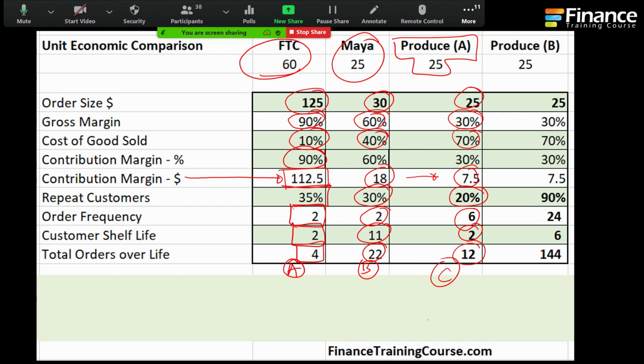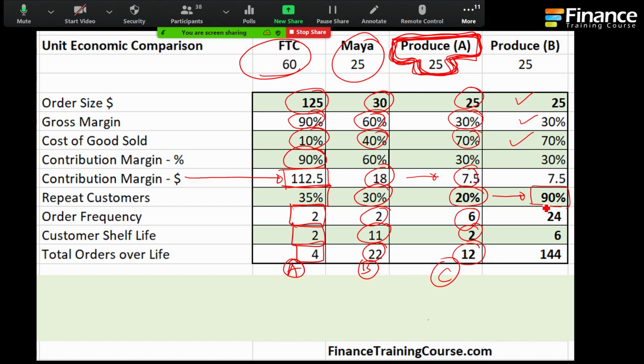Okay. Then there is the same business, so produce A, fresh produce A, called business C, gets taken over by a team that revamps the business end to end and improves everything. So the order size remains the same, gross margin remains the same, cost of goods sold remains the same, but what they fix is the customer experience. And because they fix the customer experience, retention goes through the roof.